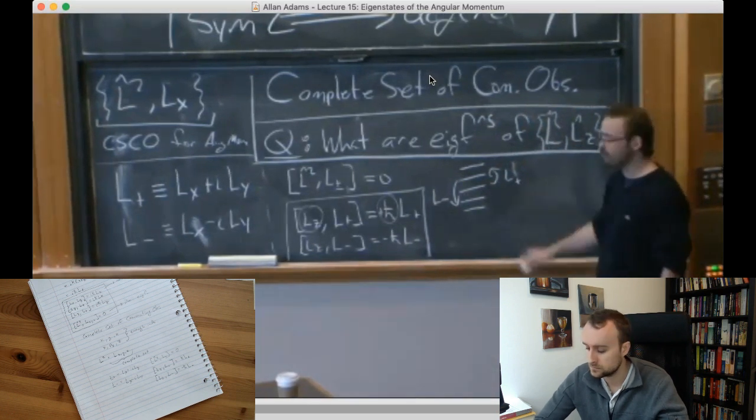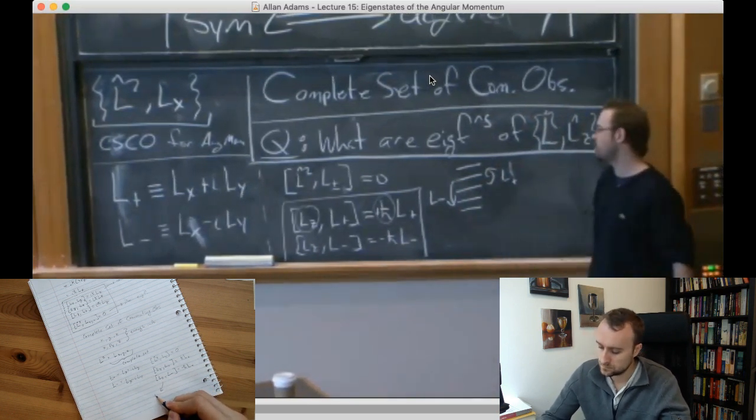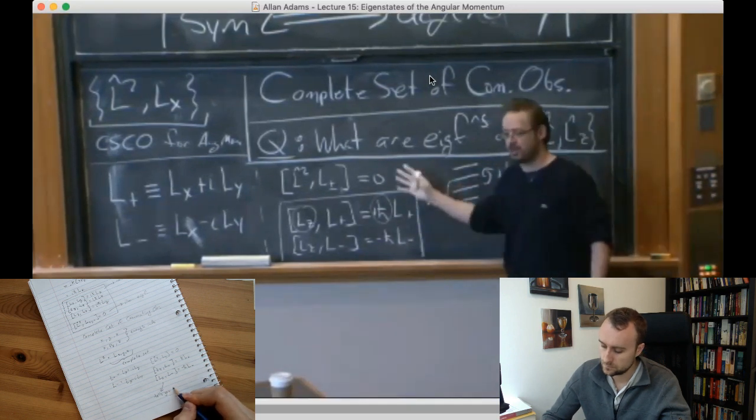And we'll deduce the rest of the structure of the angular momentum operator eigenfunctions next time using this commutation relation.